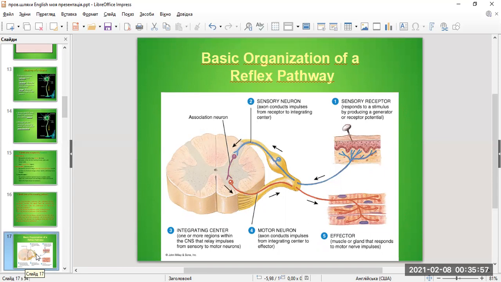Organization of a reflex pathway. You can see the sensory receptor, which responds to a stimulus by producing a generator or receptor potential. Sensory neuron axon conducts impulses from the receptor to the integrating center.